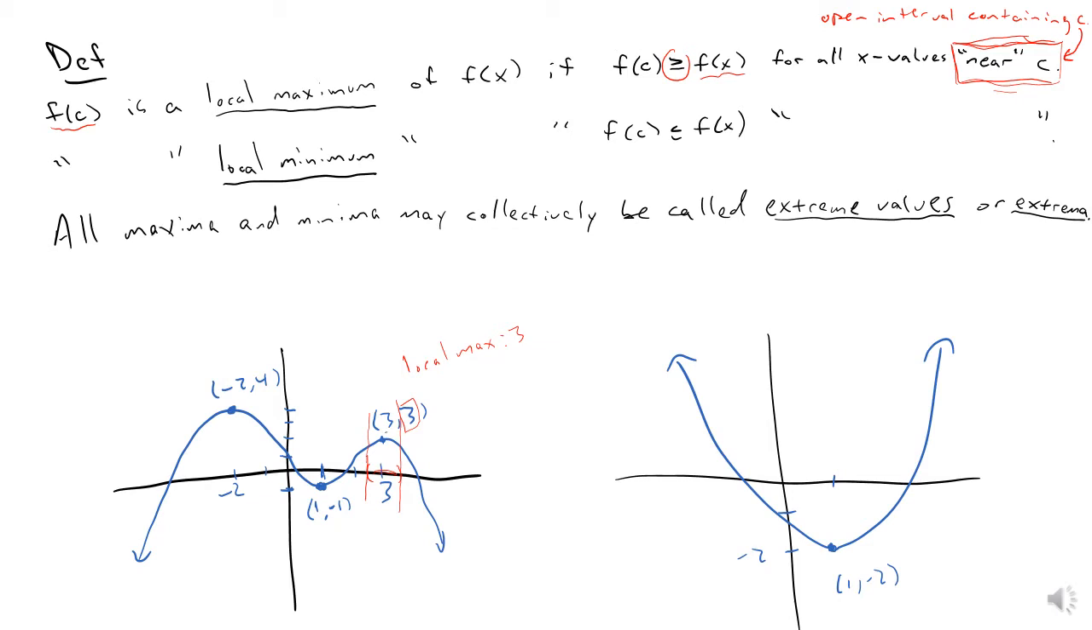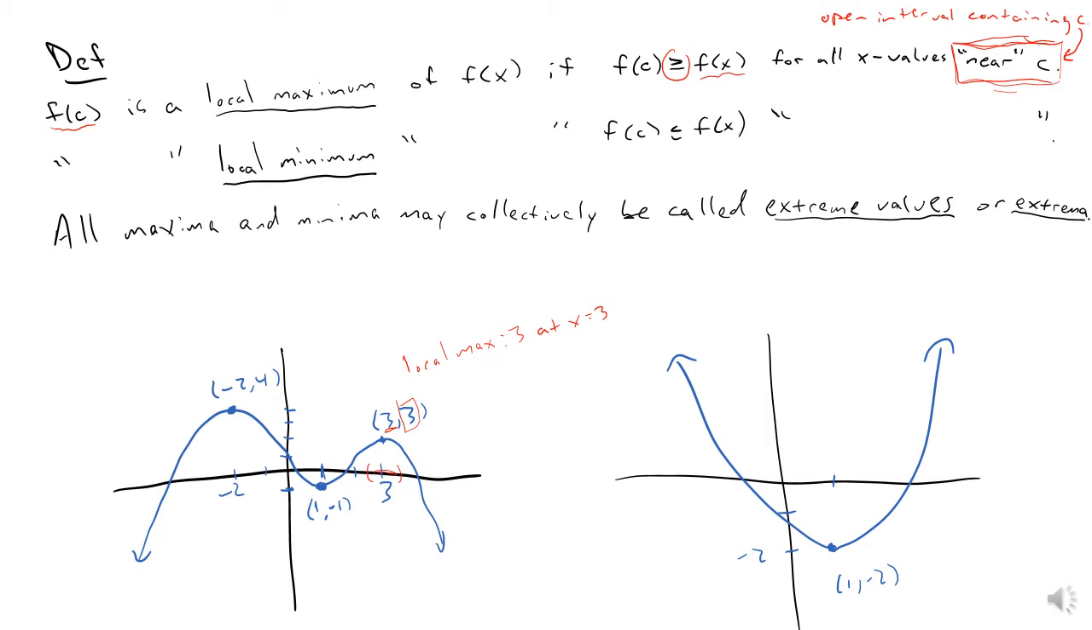And we can even tell where it happens. It happens when x is 3. So that's the local max. The local min is similar. Same idea. Now you're just looking for the lowest y value in the area.